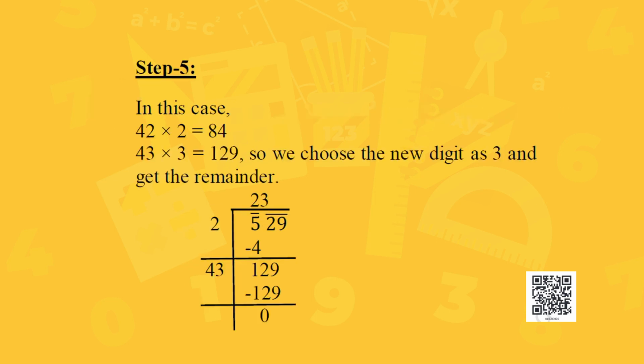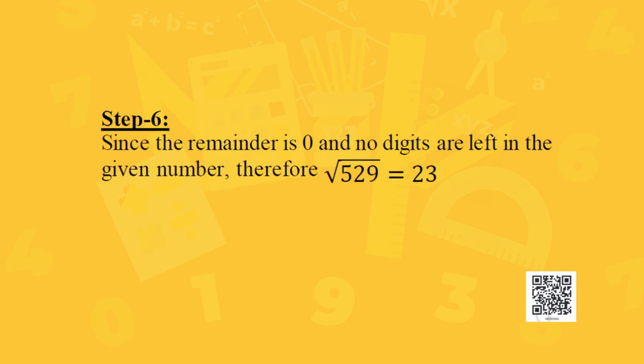Proceeding to step 5, guess the largest possible digit to fill the blank, which will also become the new digit in the quotient, such that the new divisor multiplied by the chosen digit is less than or equal to the dividend. If we fill the blank with 2, we get 42 times 2, which is 84. If we fill the blank with 3, we get 43 times 3, which is 129. So we choose the new digit as 3 and get the remainder 0.